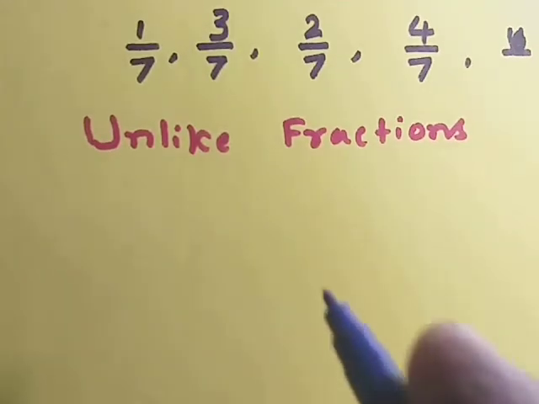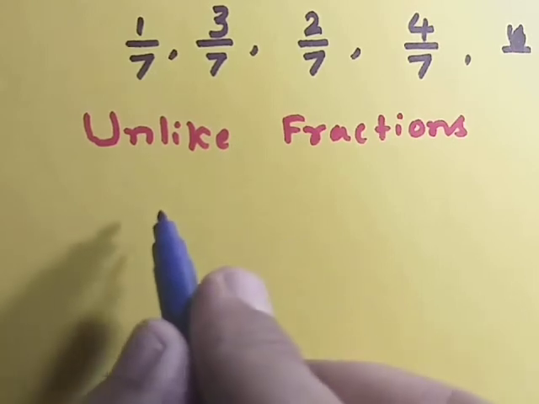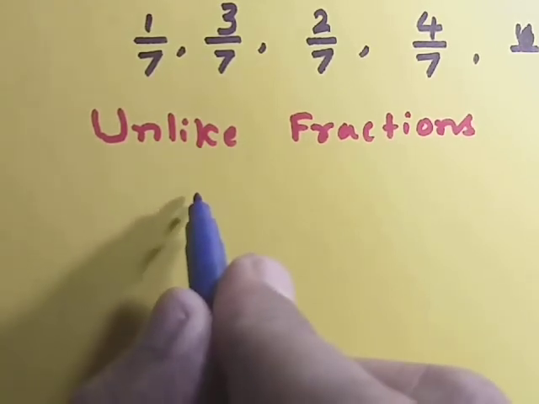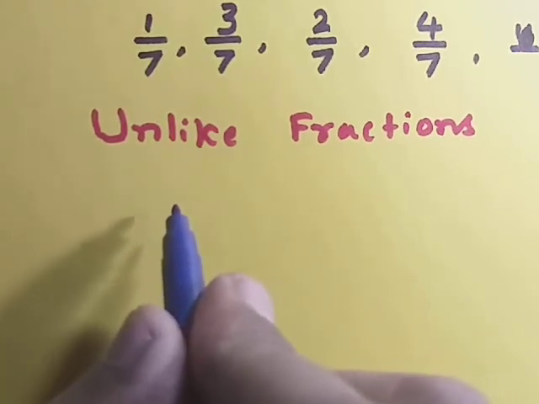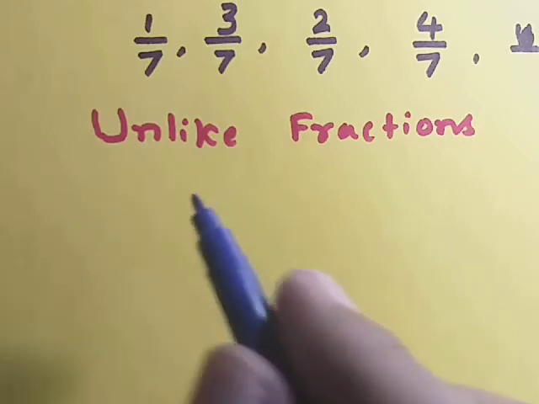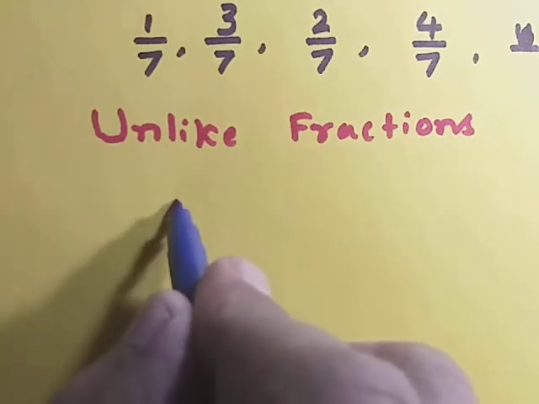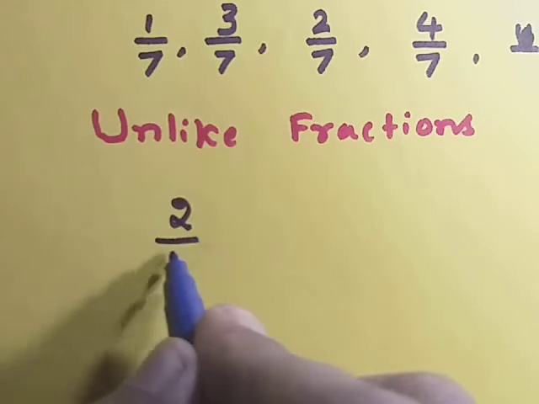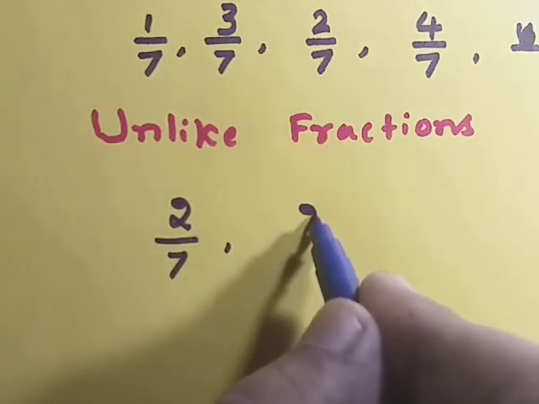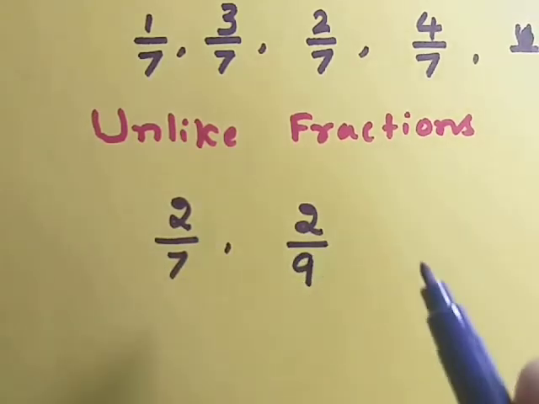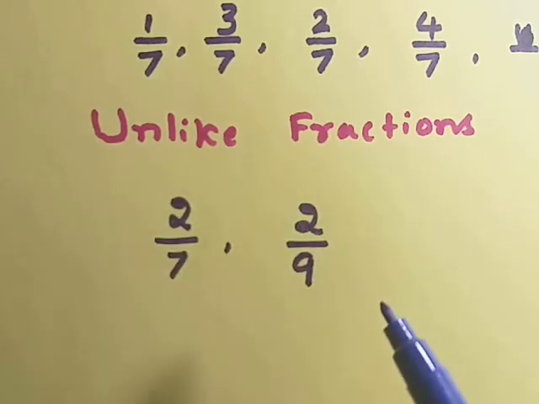Similarly, when unlike fractions are there, we will have different denominators. Their numerators may or may not be equal. Say for example, 2 by 7 and 2 by 9 are called unlike fractions.